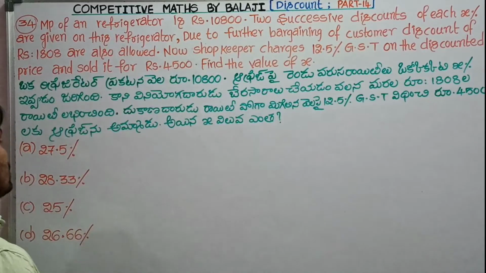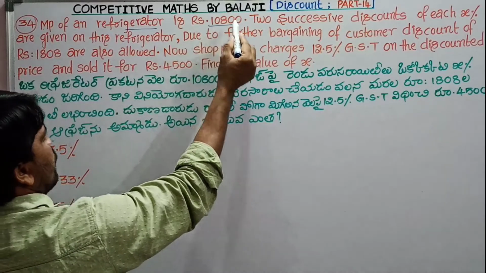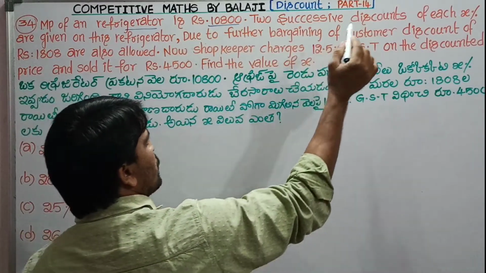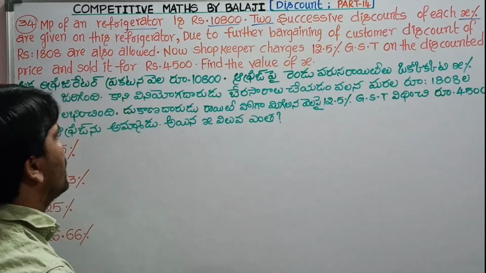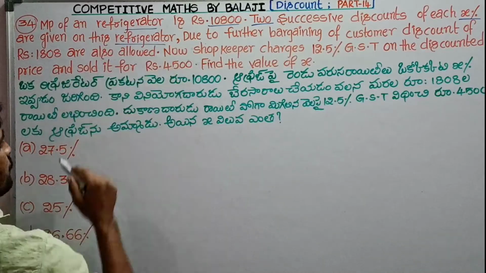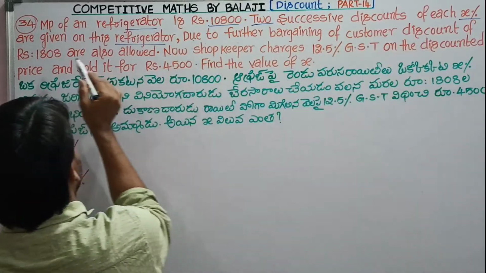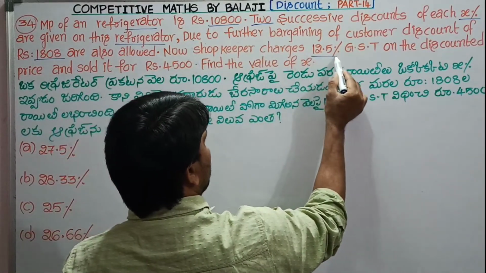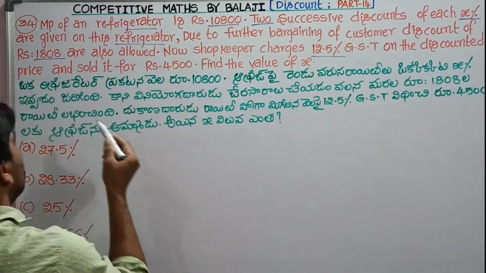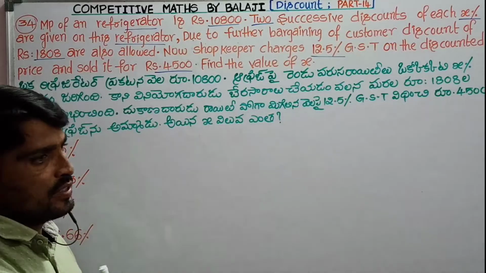Question number 34 of part 14. Market price of a refrigerator is rupees 10,800. Two successive discounts of each X% are given on this refrigerator. Due to further bargaining of the customer, a discount of 1808 is also allowed. Now, the shopkeeper charges 12.5% GST on the discounted price and sold it for rupees 4,500. Find the value of X.